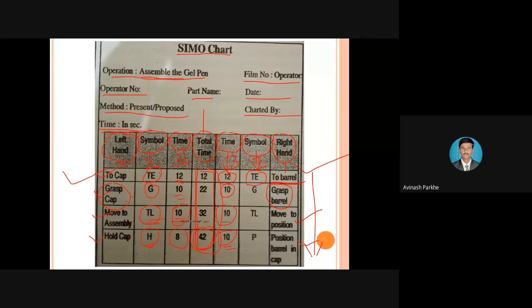The difference between the two-handed process charts and the Simo charts is that two-handed process charts are used for big cycles, wherever a number of operations are performed. But in the case of Simo charts, for the same operation, the repetitive movements taking place by the left hand and the right hand, along with time, can be represented using the Simo charts. So this Simo chart is used for the proper representation of micro motion study. Okay, so this is about the Simo charts.